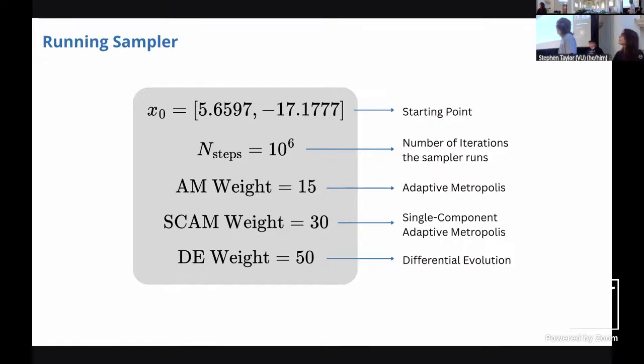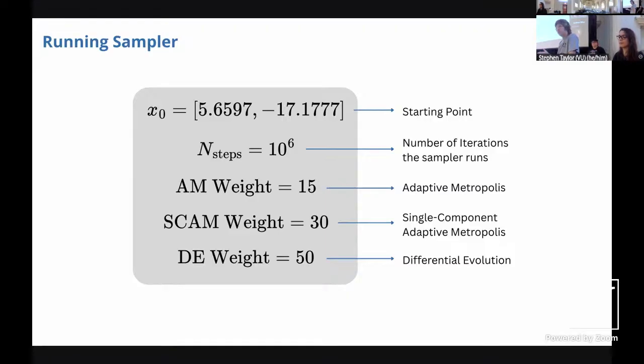And then we had to run the sampler. We just took a random starting point based on the priors. That was for the common red noise. And then we ran 1 million steps. Then we have these weights, which basically describe how we want the sampler to search over the parameter space. So the AM and SCAM, there are also a bunch more weights, but they're all defaulted to 20. The SCAM weight is weighted higher because it's not as computationally expensive.